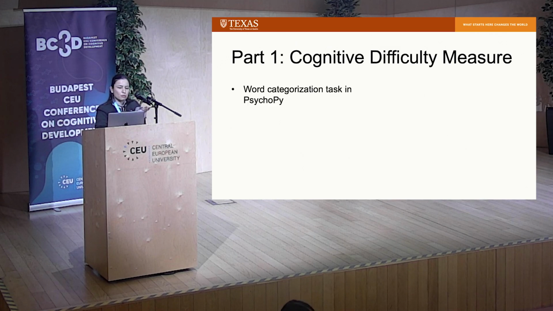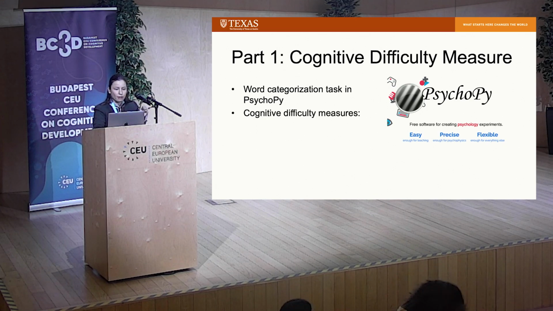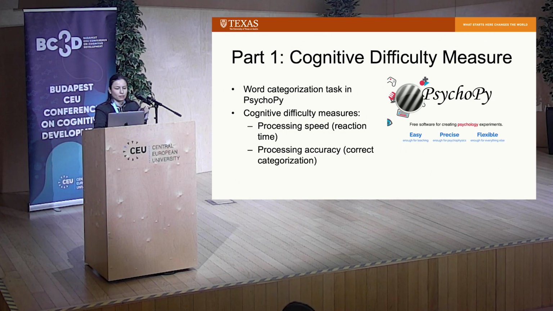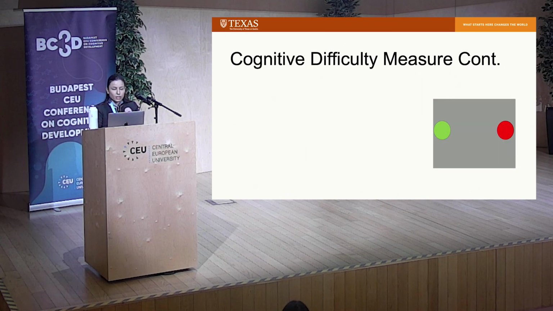So in the first part, we set out to measure the cognitive difficulty, which was a word categorization task in PsychoPy, where kids had to decide whether things were living or non-living, so alive or not alive. And here we were measuring the processing time, the reaction time, and then the accuracy. And this is what this looked like. So we had 3 different accents in each of the sites, and then they heard 20 words in each of the different accents. And it was randomized across both accent and also across living versus non-living. So this is what this looked like.